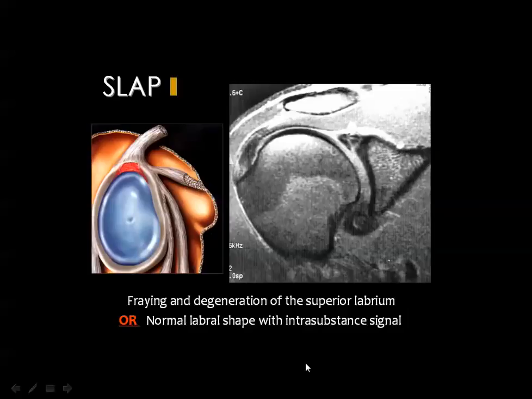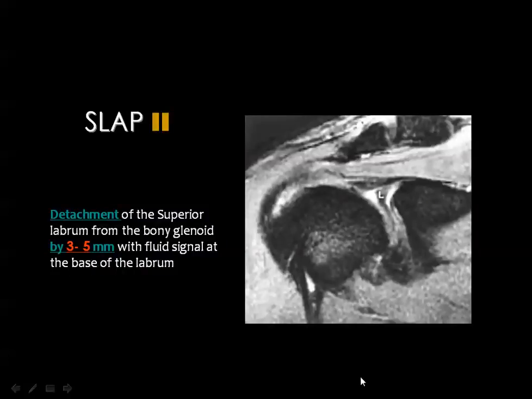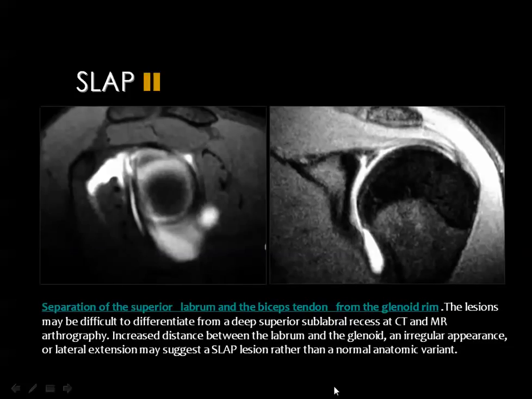Then abnormalities within the labrum itself, within the triangle of the labrum itself, will be considered as a SLAP type 1 injury. But if the base of the labrum has detached for a distance more than 2 to 3 millimeter, and this distance is occupied by fluid signal, then you consider a SLAP type 2. Then this is an example of a SLAP type 2, and you see there is fluid signal at the base of the labrum, which is separated by this distance from its attachment to the glenoid.